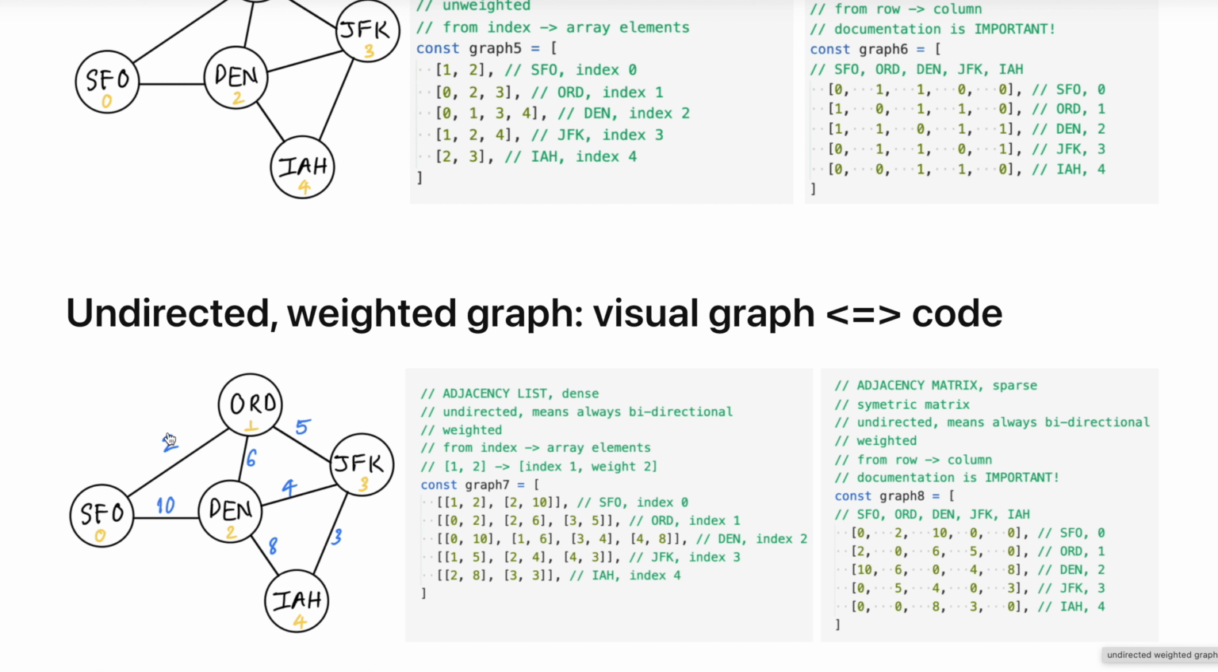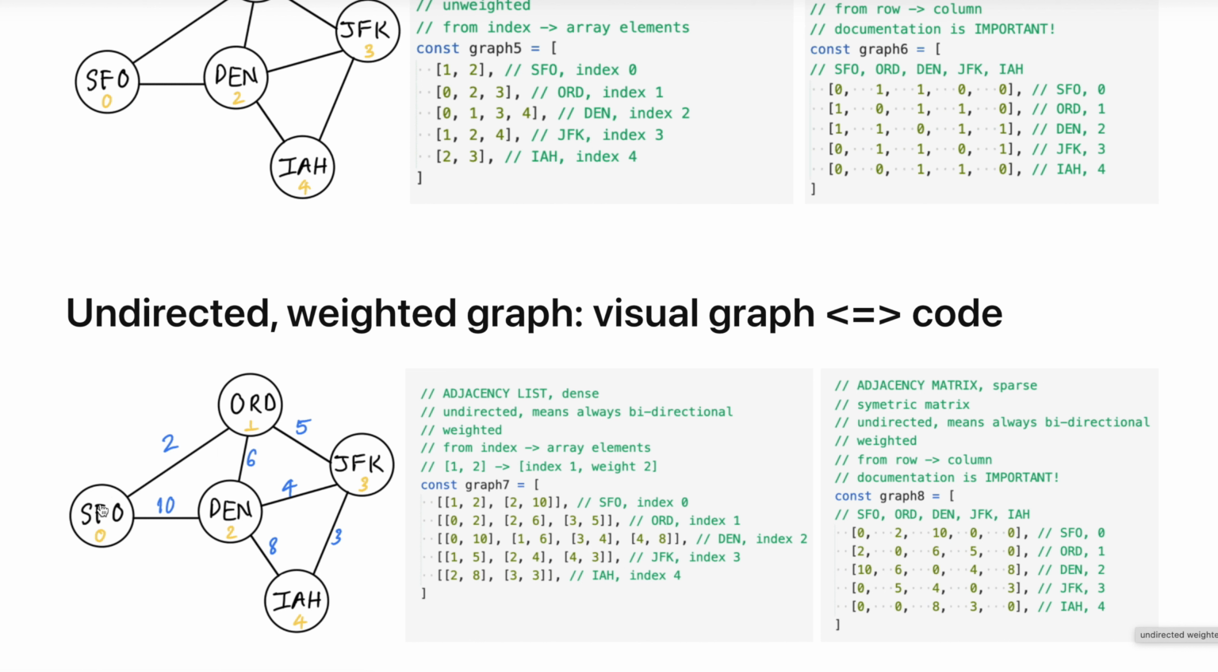So to present this additional information in the adjacency list, you're gonna use a pair of two numbers. First one is the index, like we had before, and the second one is the weight. So if we see 1, 2, that means the index is 1 and the weight is 2. Let's start with SFO index 0. It's connected to ORD with index 1 and the weight is 2. So in SFO list index 0, we have 1, which is ORD, and 2 is the weight.